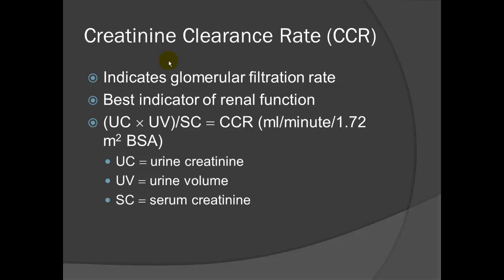This indicates creatinine clearance rate, or CCR. This indicates your glomerular filtration rate, and this is the amount of urine that you're going to produce. You should produce about 30 mils in an adult per hour, and a pediatric patient should be about 1 milliliter per kilogram per hour. To figure out creatinine clearance rate: UC, urine creatinine, times the UV, the urine volume, divided by the serum creatinine, and this is going to be your creatinine clearance rate.